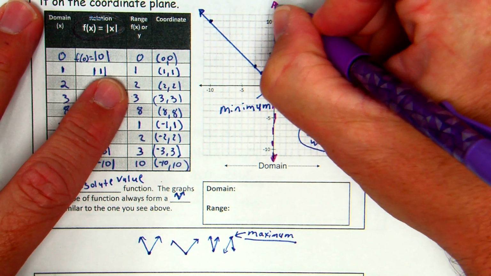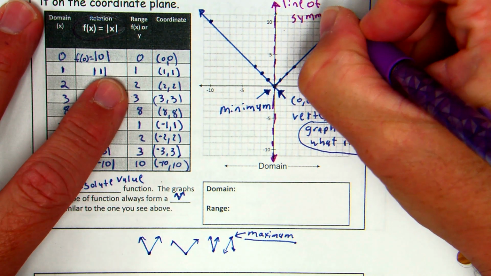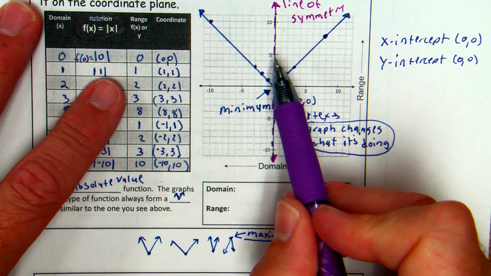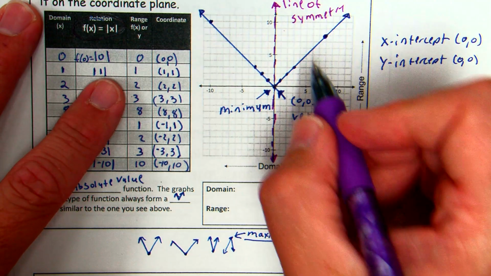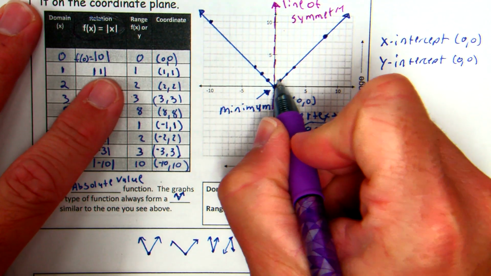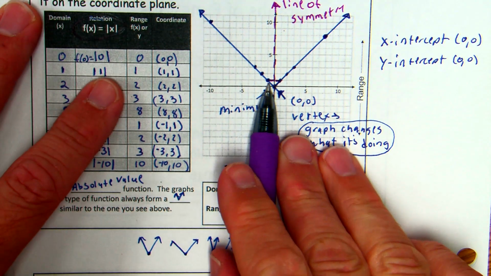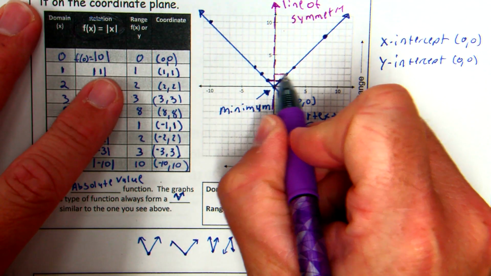A line of symmetry that passes through the vertex. Remember, a line of symmetry just means that if I were to fold my paper along that line, all the things on the right side would line up with the things on the left side. So if you look here, this point (1, 1) is one space away from that line of symmetry. The point (-1, 1) is also one space. They're mirror images or reflections of one another.